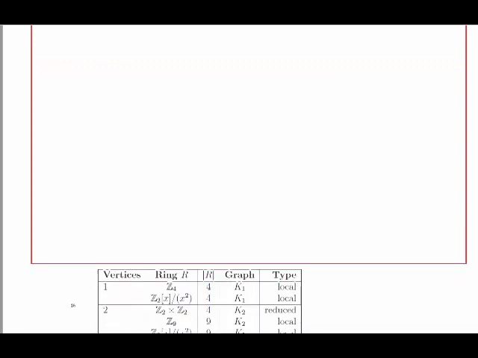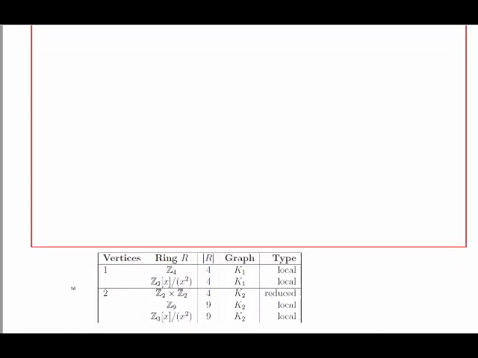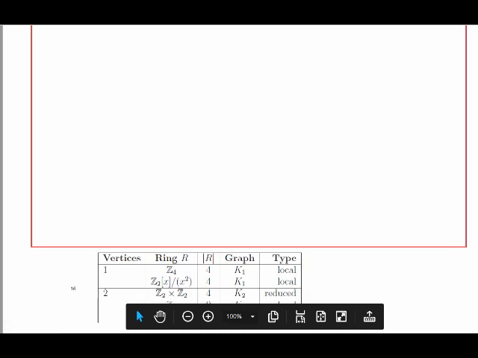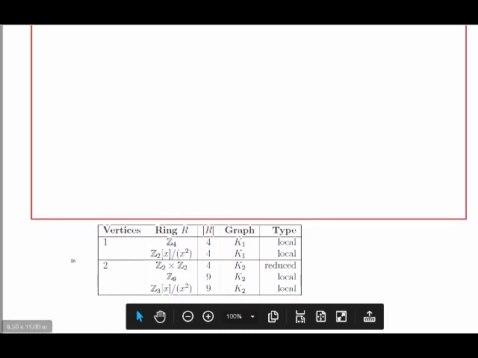All right. And I will mention a few things here. This table here. Let's see how you're going to read it. The number of vertices of the graph is 2.